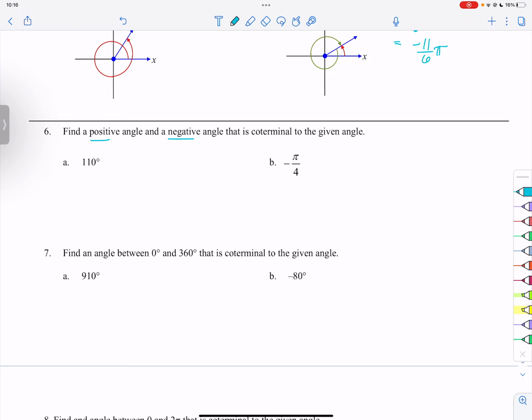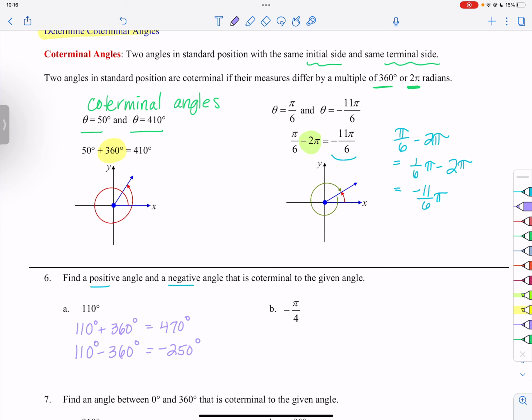Well, since we're given degrees, we could take 110 degrees and add 360 degrees, and we'll come up with 470 degrees. Now, if we have 110 degrees and we subtract 360 degrees, we'll have negative 250 degrees. So 110 and negative 250 are coterminal angles, and 110 and 470 are also coterminal angles.